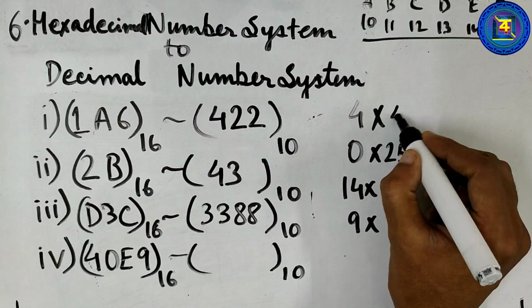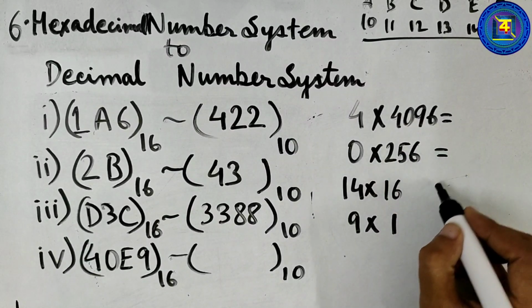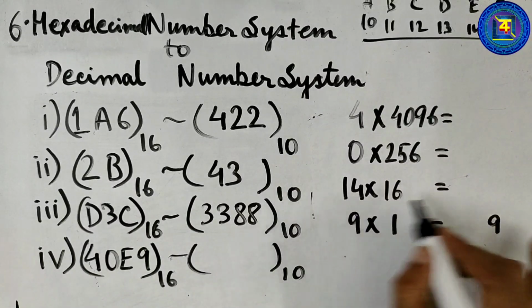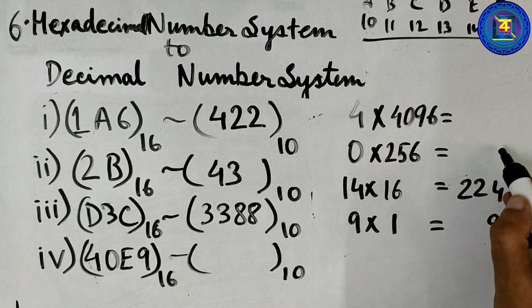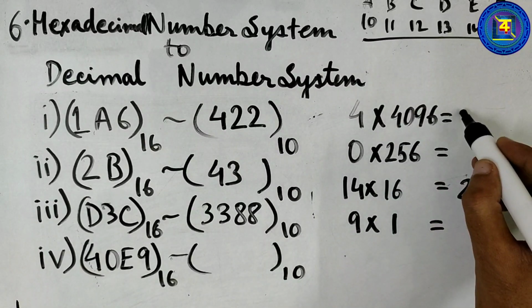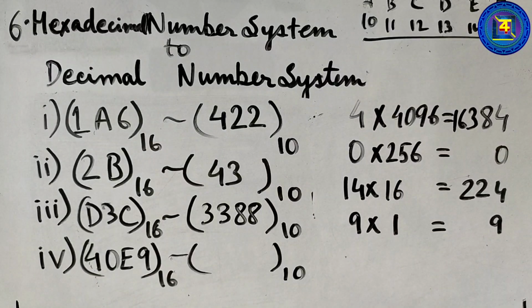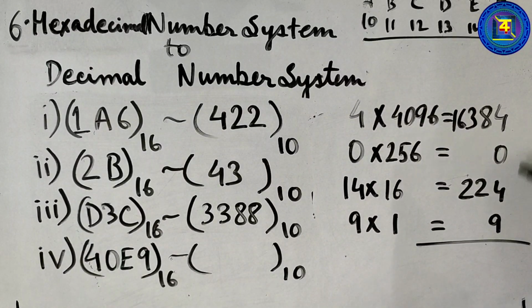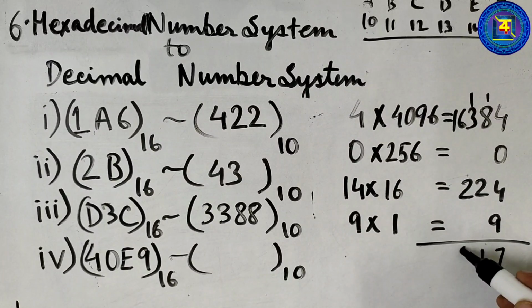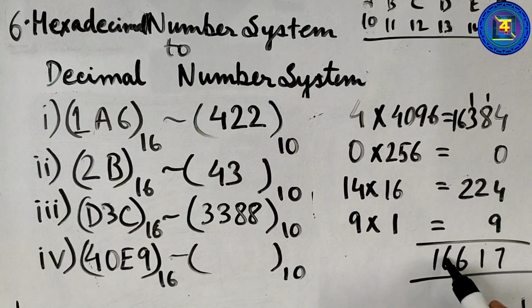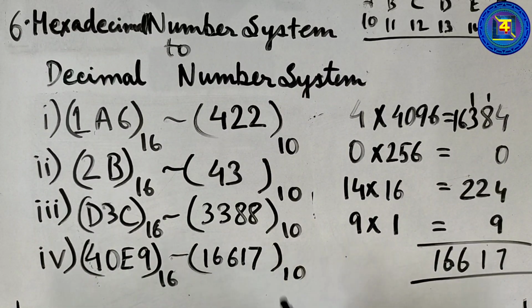And 16 to the power 3 is equal to 4096, which when multiplied will result in 9 ones are 9, 14 into 16 is equal to 224, 0 into 256 obviously 0, and 4 into 4096 will result in 16,384, right? So when we add them up, it is going to result in 16,617. I hope the questions are quite clear and quite interesting for you. That is 40E9 when converted from hexadecimal number system to decimal number system.